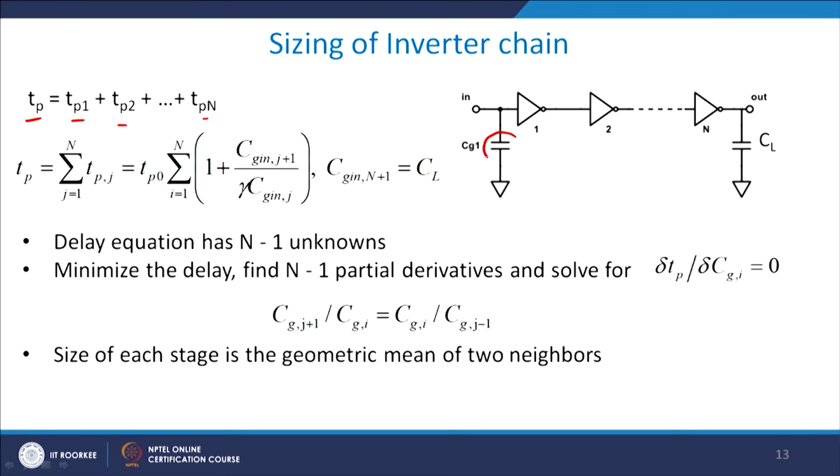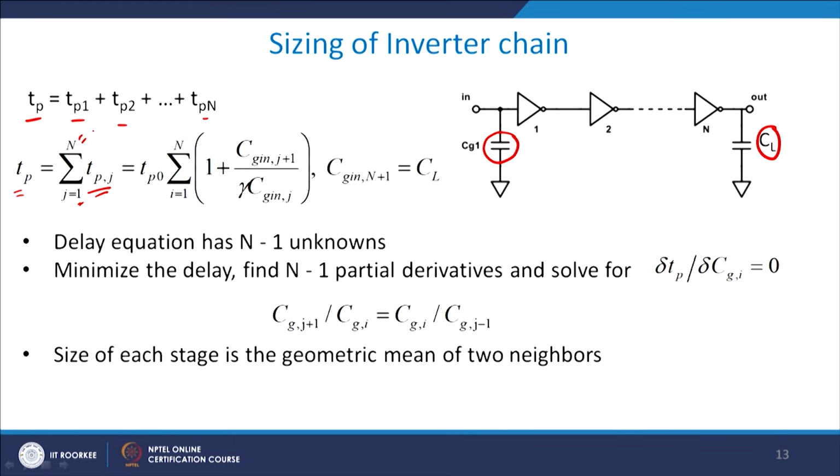My driving gate has input gate capacitance Cg1, and my last gate, the final gate, has a load capacitance of CL. Going by the definition, Tp will be the sum of Tpj, j moving from 1 to n. There are n gates, each gate giving Tp1, Tp2, Tp3, Tp4; you add all of them and you get the total Tp.